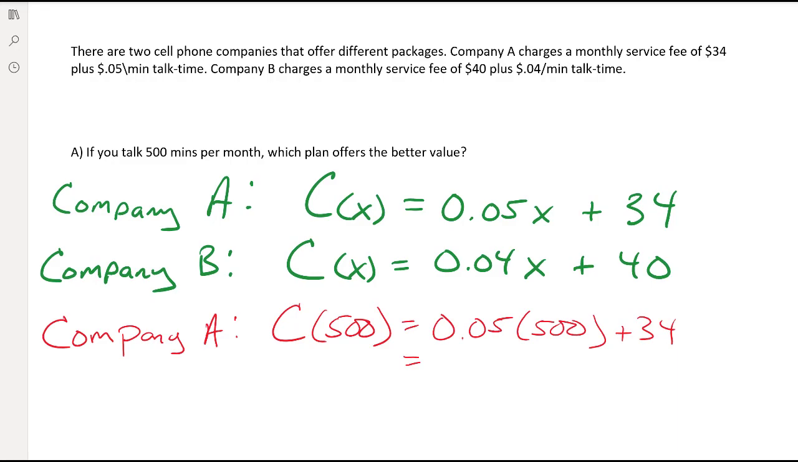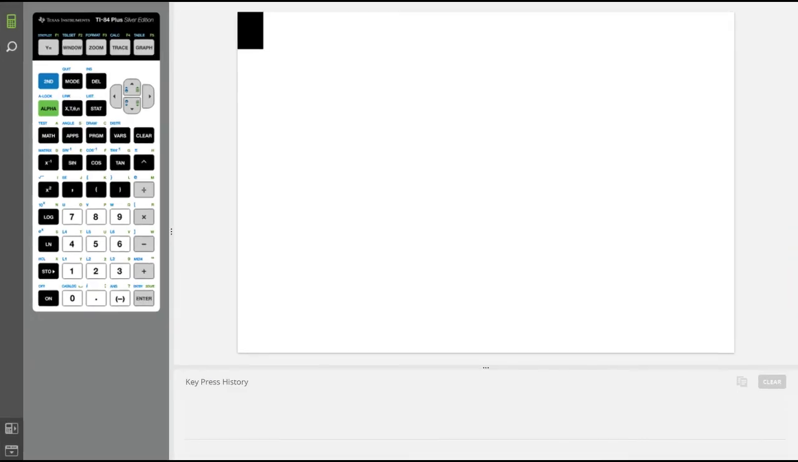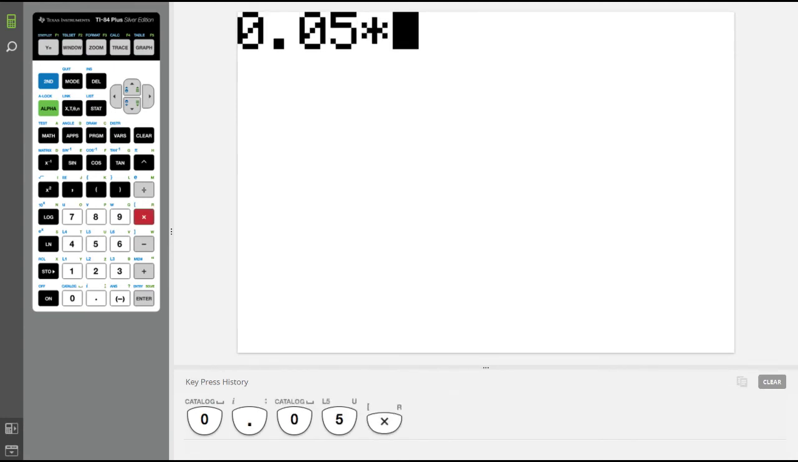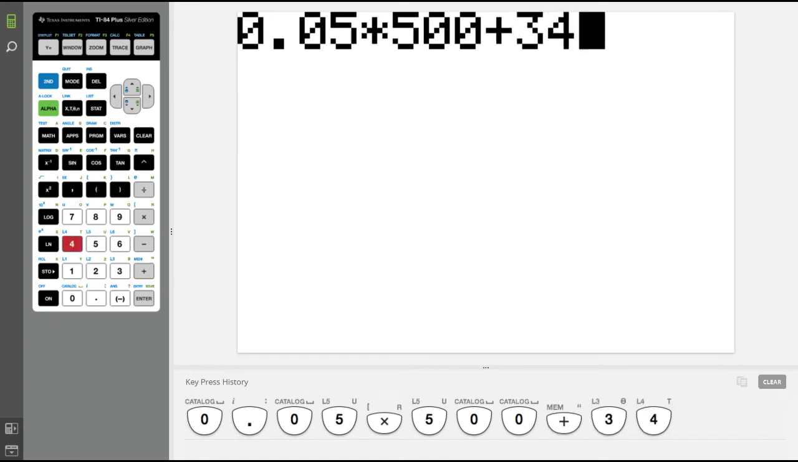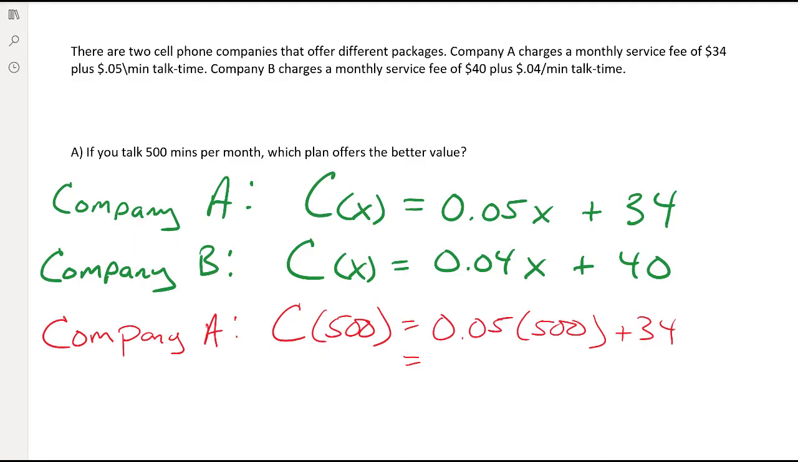I'm going to go to my calculator here. I'm going to take 0.05 times 500 and add to it the $34. And yes, the calculator is going to do the correct order of operations. I want to multiply before I start my addition. The calculator would do so, and we get an answer of $59. So for 500 minutes on Company A, it's going to cost us 59 bucks.